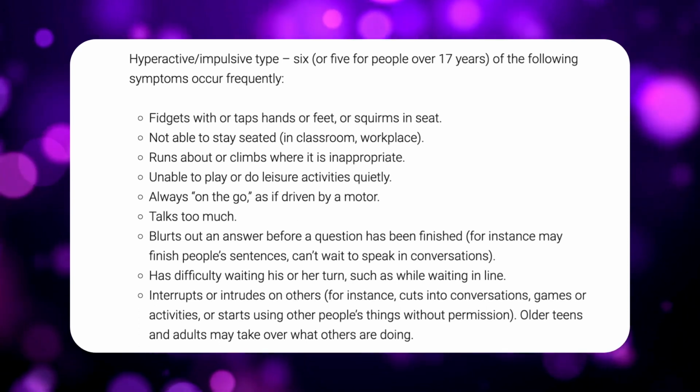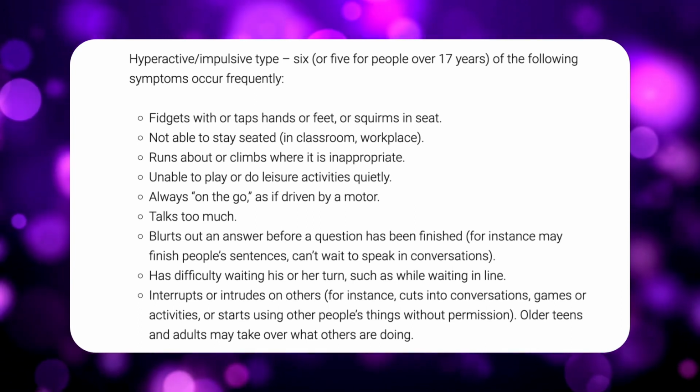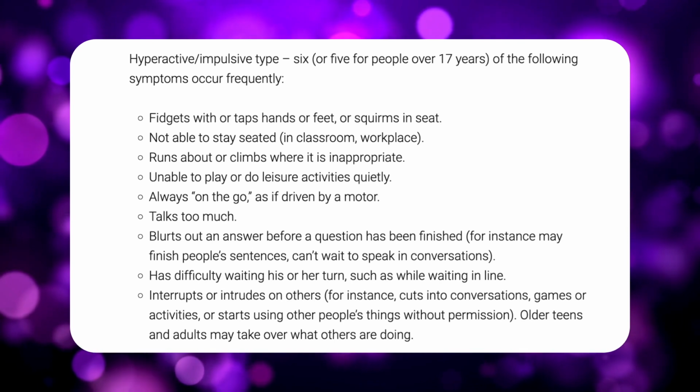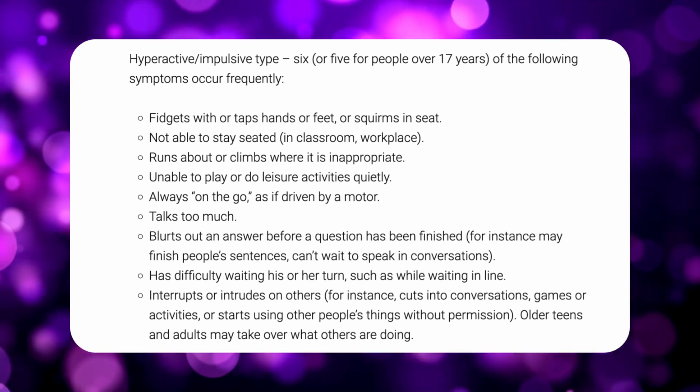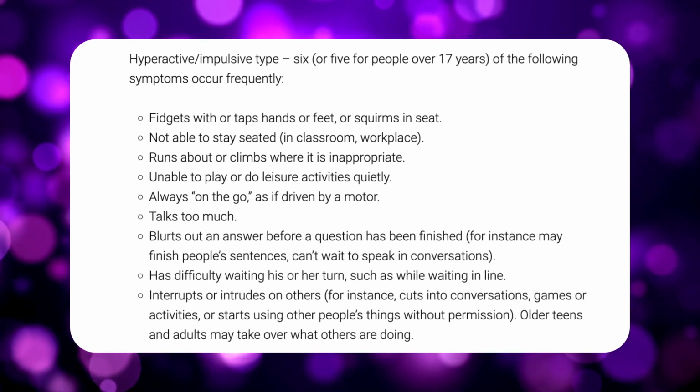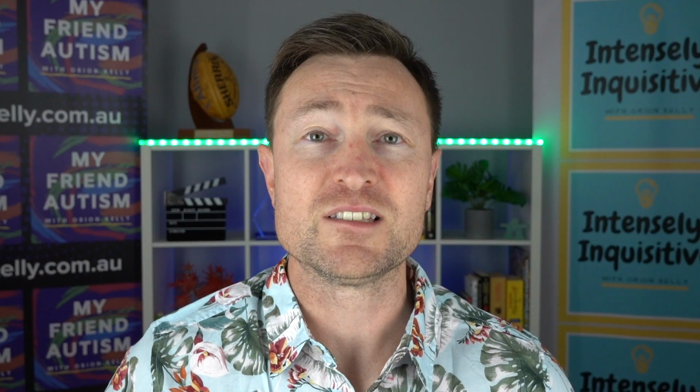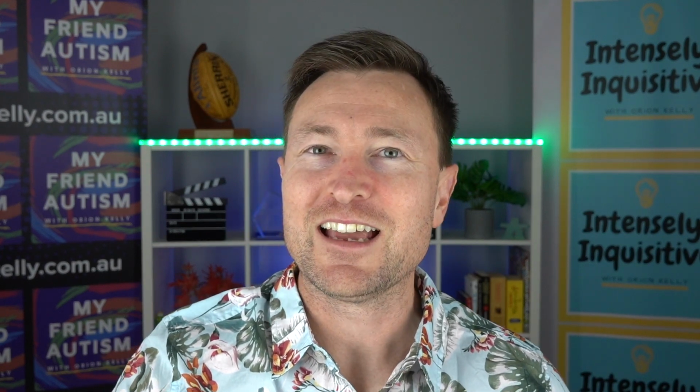Another symptom to look out for is blurts out an answer before a question has been finished. Oh, that's me. For instance, may finish people's sentences and can't wait to speak in conversations. Now, I'm an autistic person. When my wife's talking to me, I will start answering a question or telling her what I think she needs to know before she's finished telling me what she's trying to tell me. Because my brain, I don't know, it's like an algorithm. It works out what I think she's trying to say and what I think she needs to hear. And I just blurt it out.